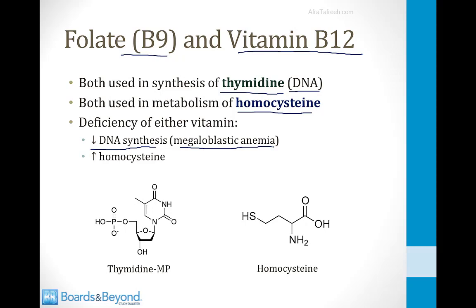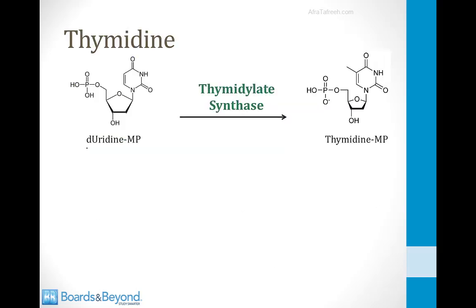And in addition, if you're deficient in either of these vitamins, you will have an increased level of homocysteine in the plasma, and that's because you cannot metabolize the amino acid homocysteine. I've shown you on the screen here the structures of thymidine and homocysteine to remind you what they look like. Synthesis of the nucleic acid thymidine is complex and multi-layered, and it involves both vitamin B12 and folate. So we're going to walk through it slowly on this slide so that you can understand the role that the two vitamins play.